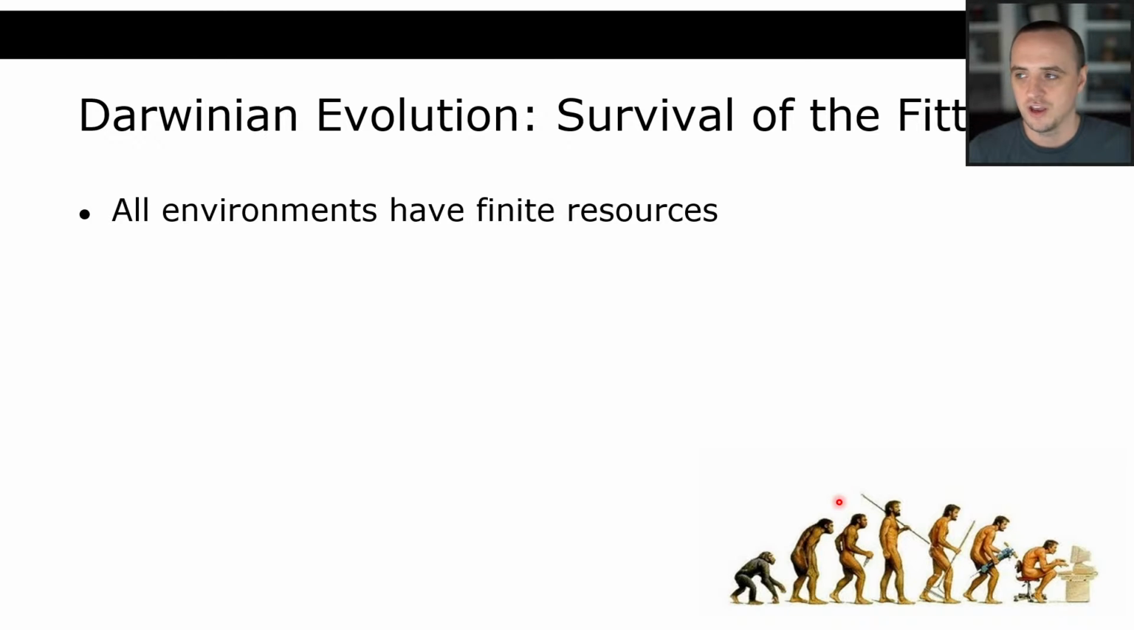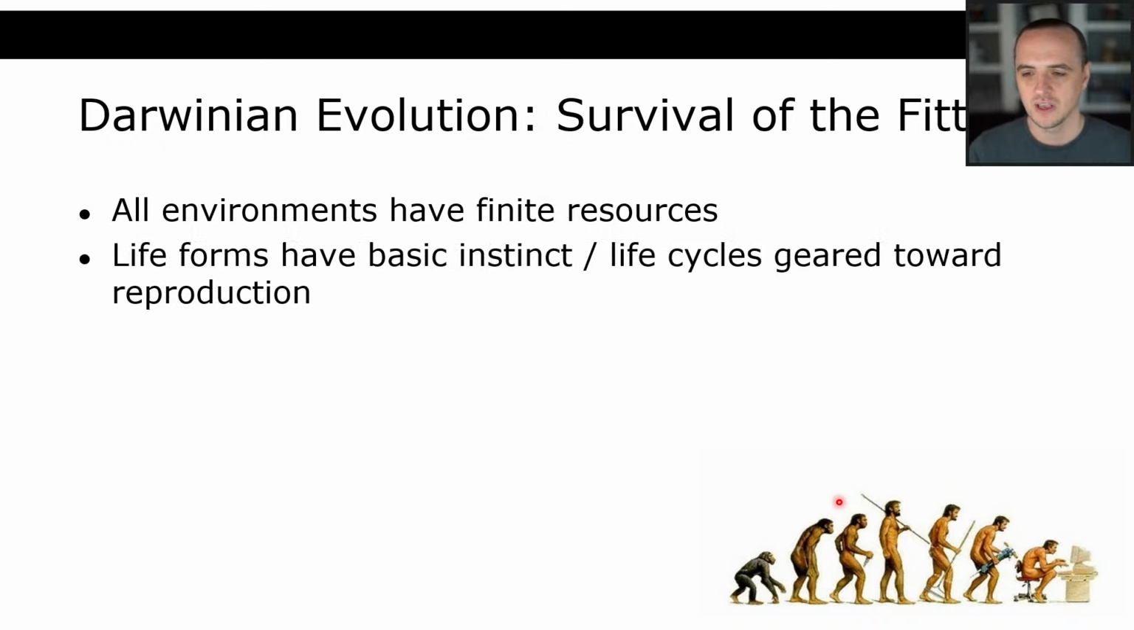For example, if I'm a cow and I'm trying to eat, there's a finite amount of grass. If I am a lion trying to eat cows, there is a finite amount of cows, right? There's a finite amount of water. There are finite resources that I am competing for. So life forms in that environment have some sort of basic instinct that they're born with, and the life cycle of every individual is just geared toward reproduction, right? So you can tell how successful a population is.